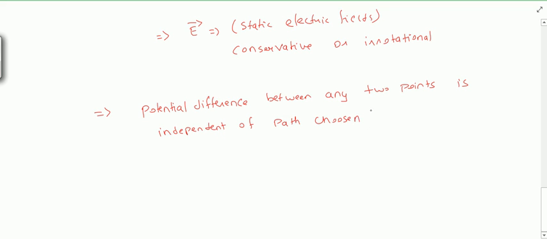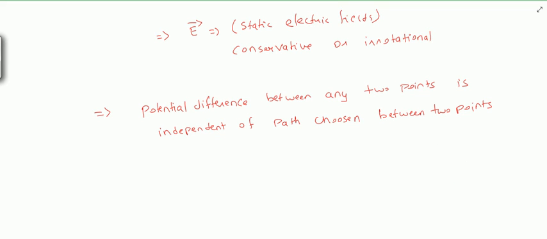Along any path, if you find out the electric potential, that will be the same. So it is independent of the path chosen between the two points taken. So you can choose multiple parallel paths and find that the electric potential is the same.